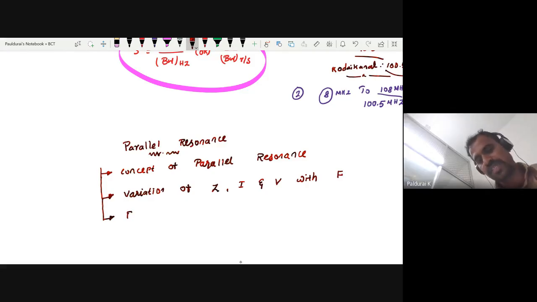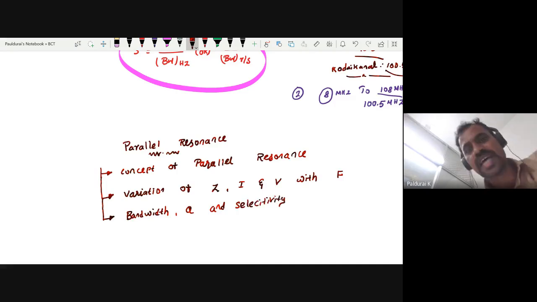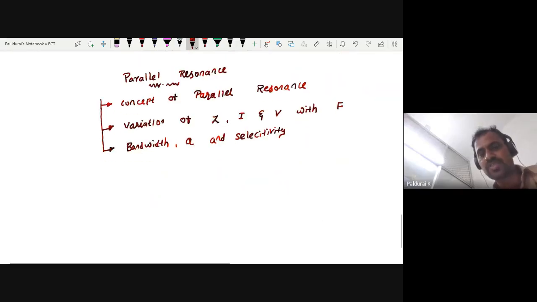Then we want to discuss three interesting parameters, the same parameters: bandwidth, quality factor Q in simple words, and finally here also selectivity. Once series resonance is understood, then it is easy to study parallel resonance. So now what is the concept of parallel resonance? Let me put the heading: parallel resonance.